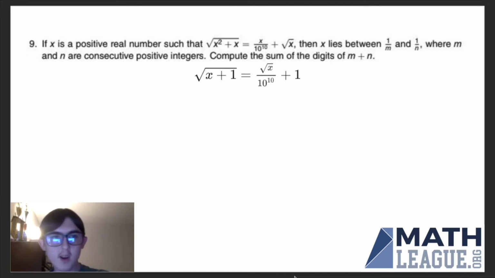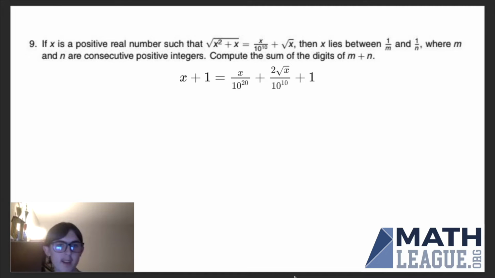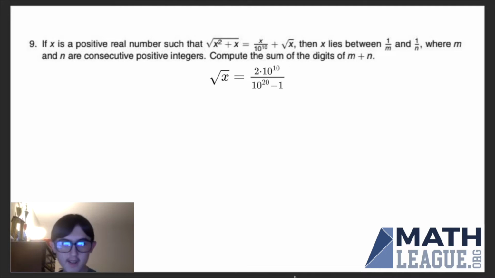So the next thing to do is to square both sides. We get that x plus 1 is the same as x divided by 10 to the 20th plus 2 times the square root of x divided by 10 to the 10th plus 1. So to simplify that, we can start out by subtracting the 1 that appears on both sides. And then next we can divide by the square root of x. And also to multiply through by 10 to the 20th. So now those icky fractions are gone.